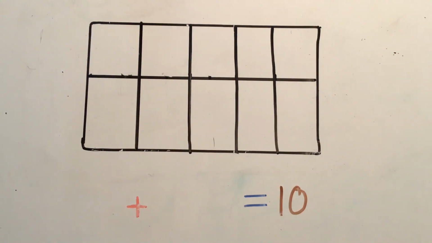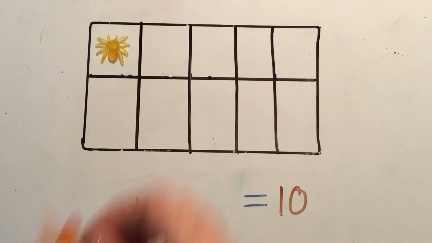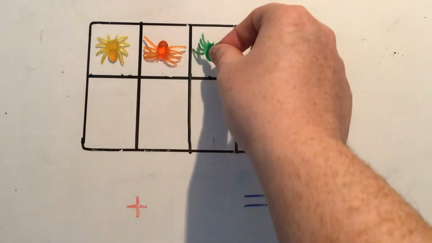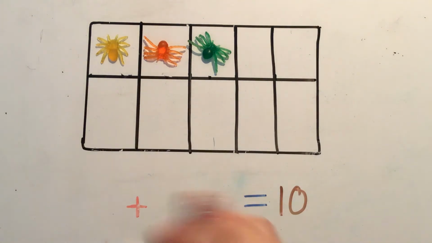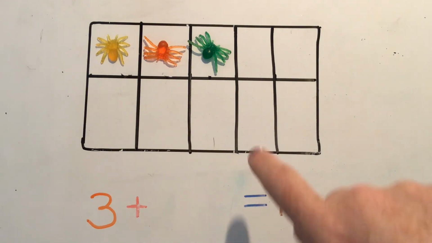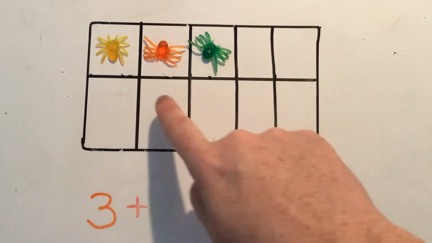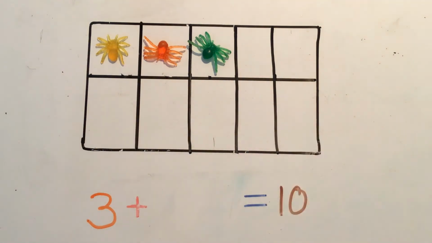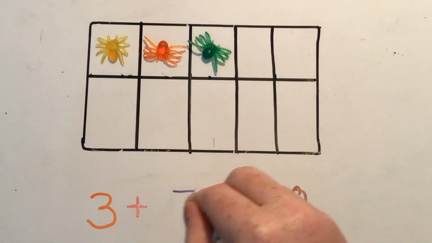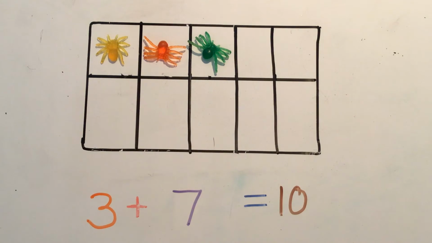I did the number 1, I did the number 2, so now I should try the number 3. 1, 2, 3. So I have 3 spiders on my tens frame. And let's see how many more I would need to have 10 spiders, or to have our tens frame full. So we're going to find the number partner for the number 3. So I'm counting just the empty spaces on our tens frame. 1, 2, 3, 4, 5, 6, 7. I would need 7 more spiders to fill up our tens frame.